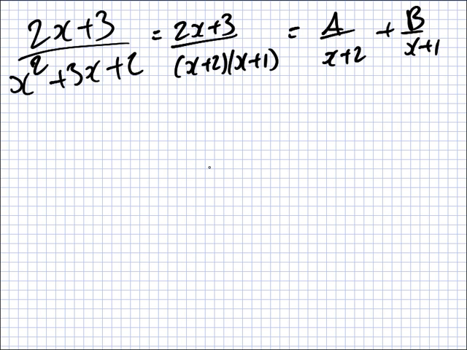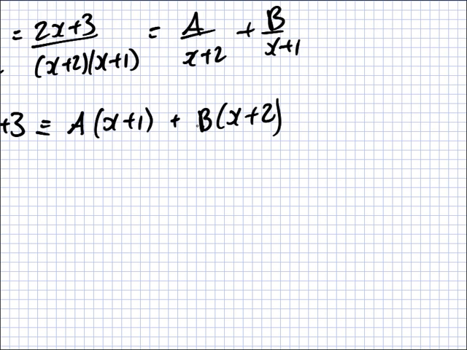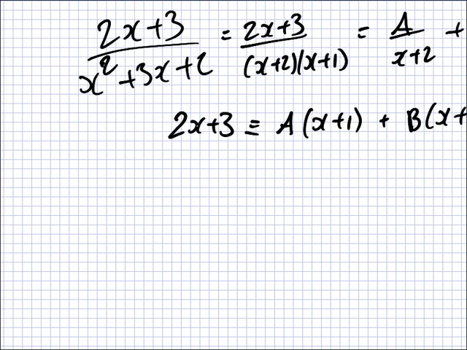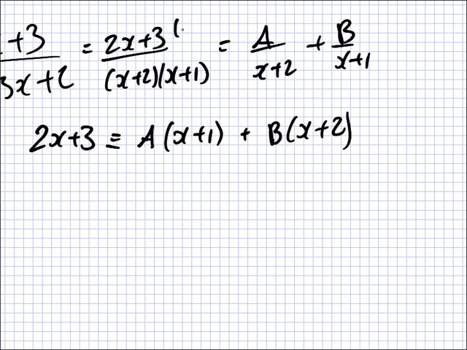Okay? And again, you multiply. So you get 2x plus 3 equals a x plus 1 plus b x plus 2. Now, here's the next trick. Multiply the same as last time, by the two brackets. Is it okay?